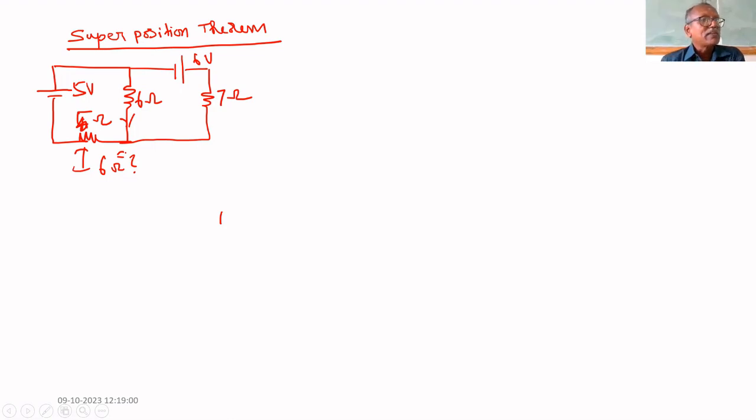Here, a 5-volt source is there, and a 6-volt source is also there. That's why you have to find the current through 6 ohm due to the 5-volt source. Then we have to find the current because of the 6-volt source. Then add these two together. The statement must be like that.